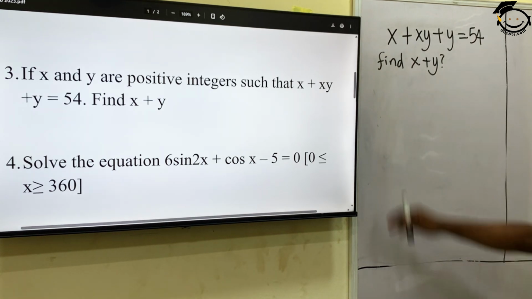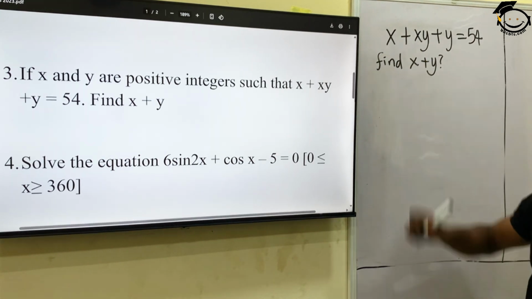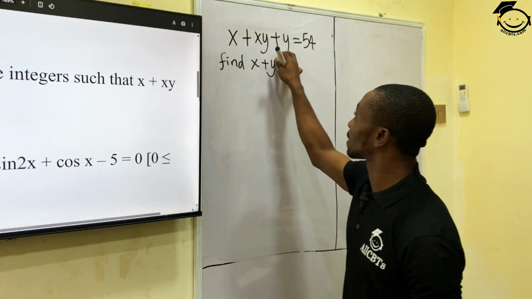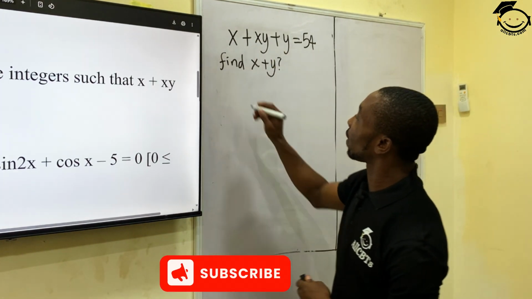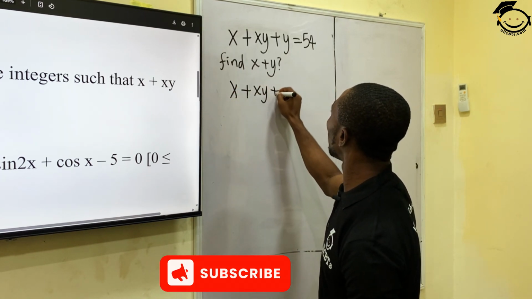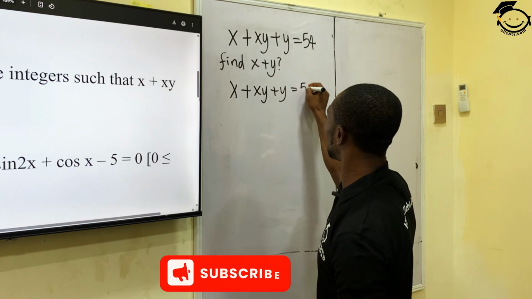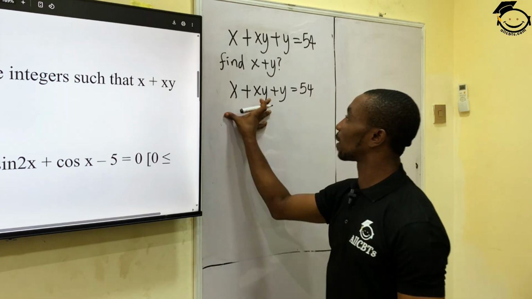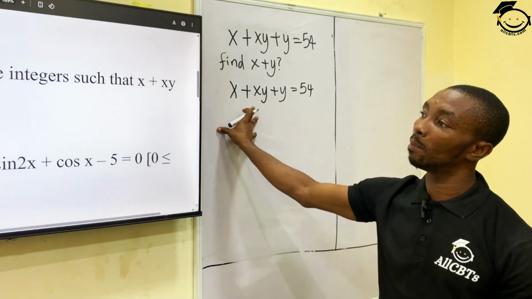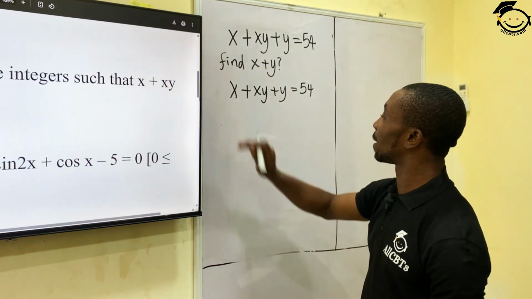Now, they say we should find the value of x plus y. For us to find the value of x plus y, we have to find the value of x and y. Now, we know that we have x plus xy plus y equals 54. But now we can't factorize this out. So we'll look for a common neutral term to use in factorizing this.